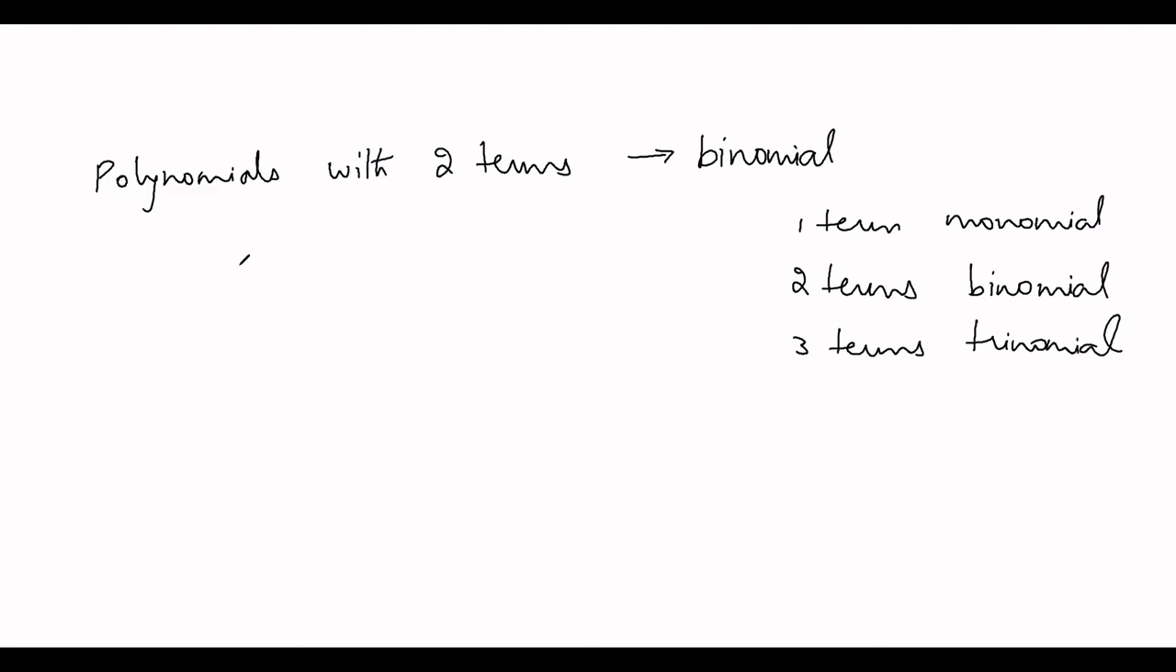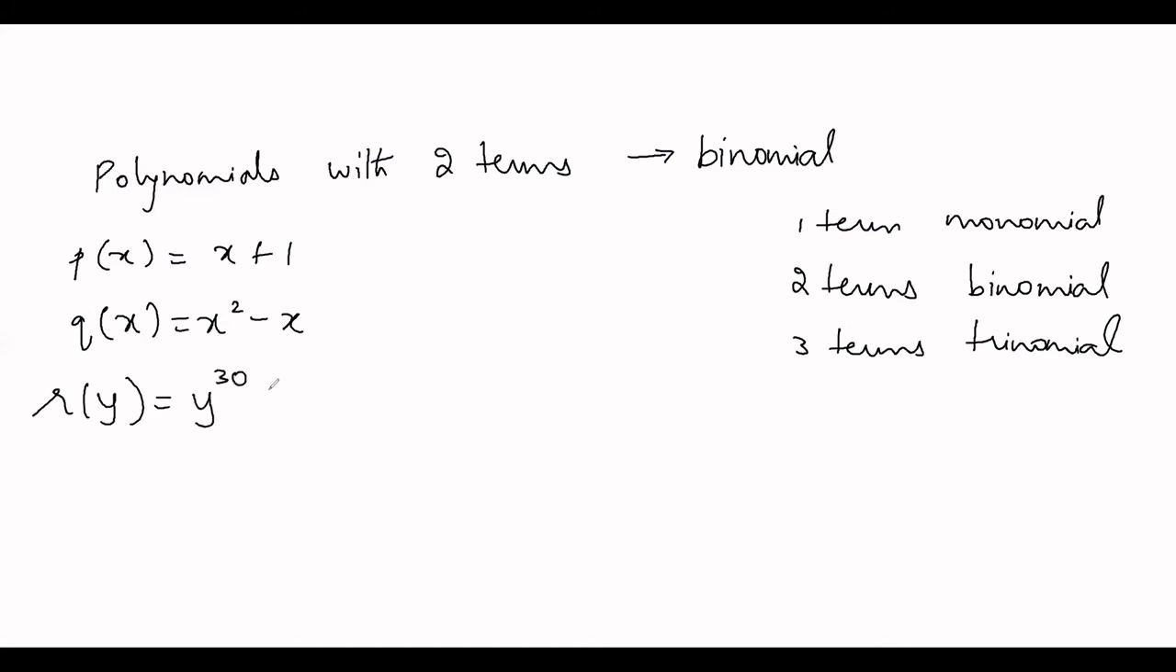So let's consider the examples here for binomial. p of x is equal to x plus 1. q of x is equal to x squared minus x. r of y is equal to y power 30 plus 1. t of u, the variable here is u, u power 43 minus u squared. So these are examples for binomials.